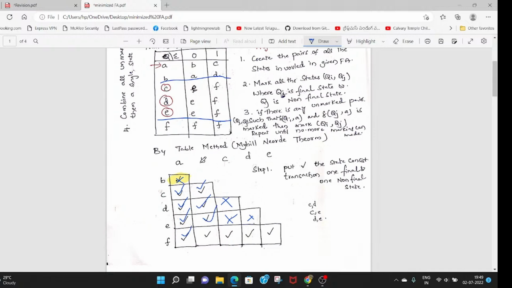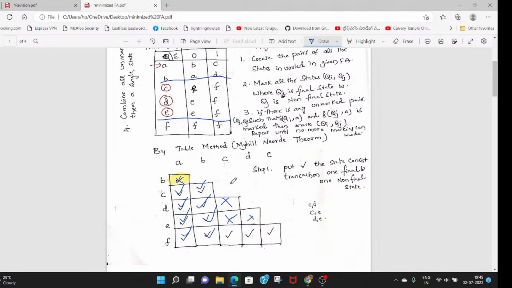And after that, considering B and F, right? So here AF. Both are not final states, and here I have DF. D is a final state and F is a non-final state. So I'll make it a tick mark.